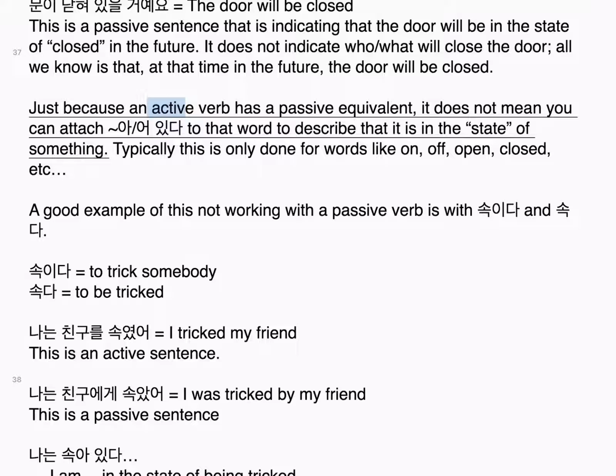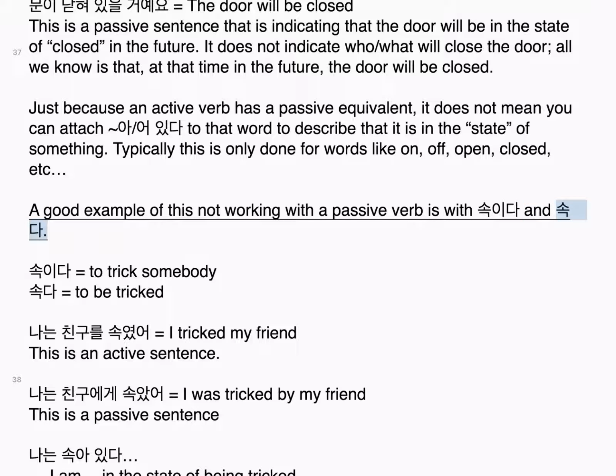Just because an active verb has a passive equivalent, it does not mean you can attach 있다 to that word to describe that it is in the state of something. Typically this is only done for words like on, off, open, closed, etc. A good example of this not working with a passive verb is with 속이다 and 속다. 속이다, to trick somebody.